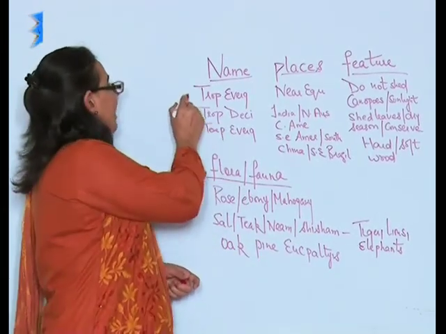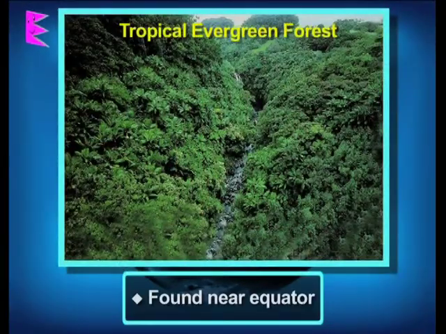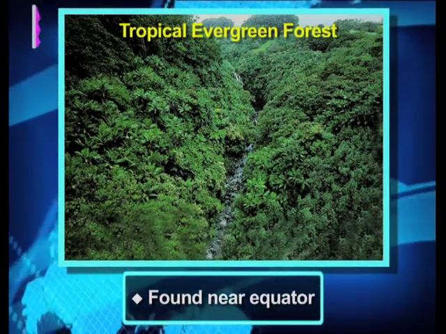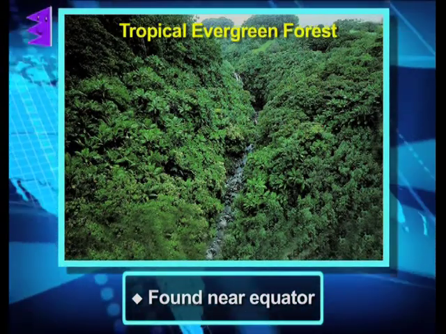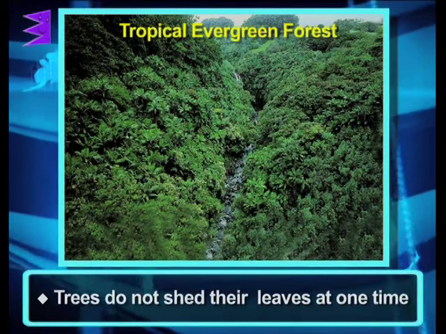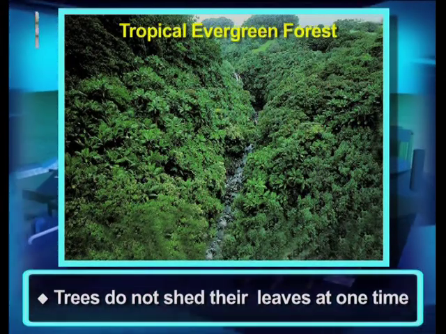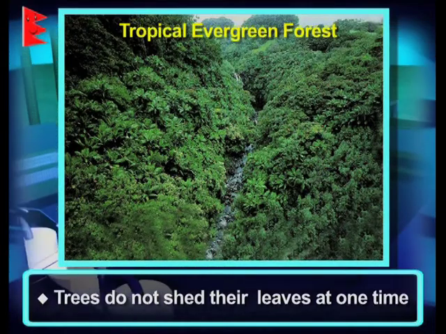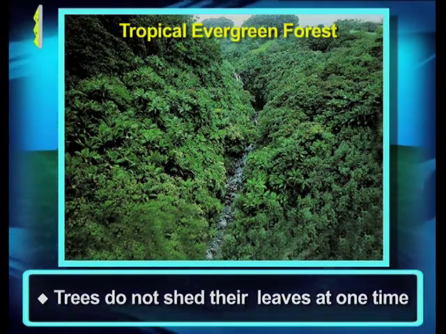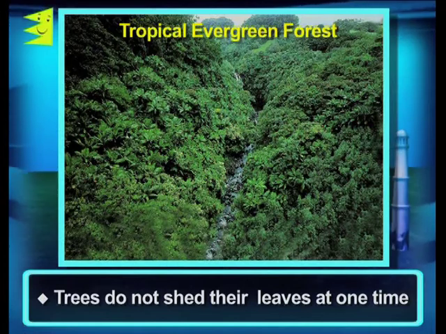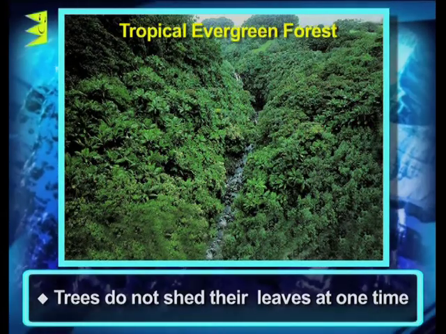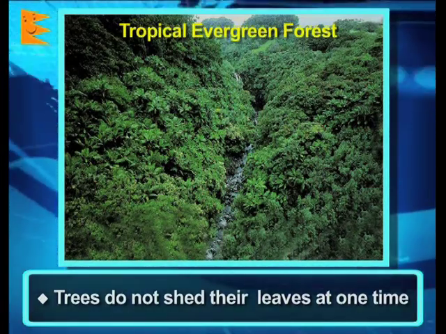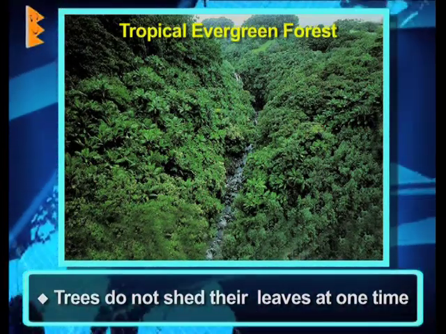The first kind of forest is the tropical evergreen forest. This forest is found near equator. The feature is that the trees of this forest do not shed their leaves at one time. That is, they have different seasons of shedding their leaves. That is why the forest never looks barren, and therefore it is called as evergreen forest.